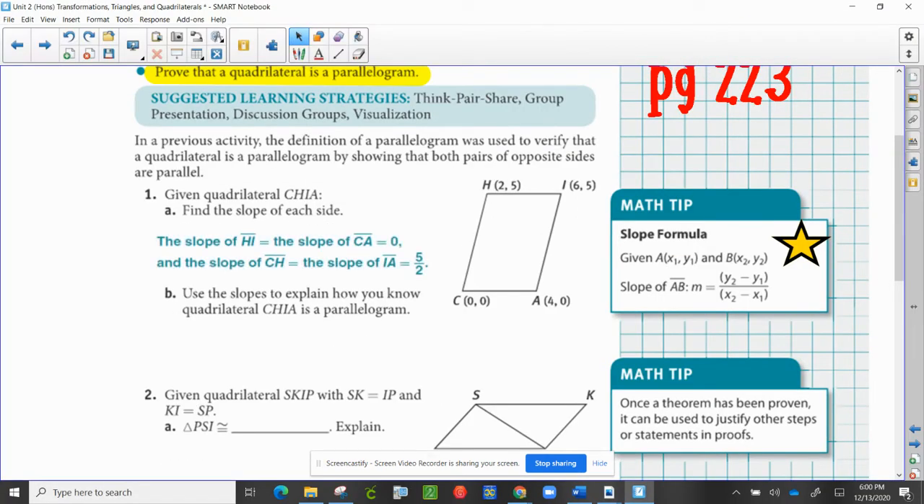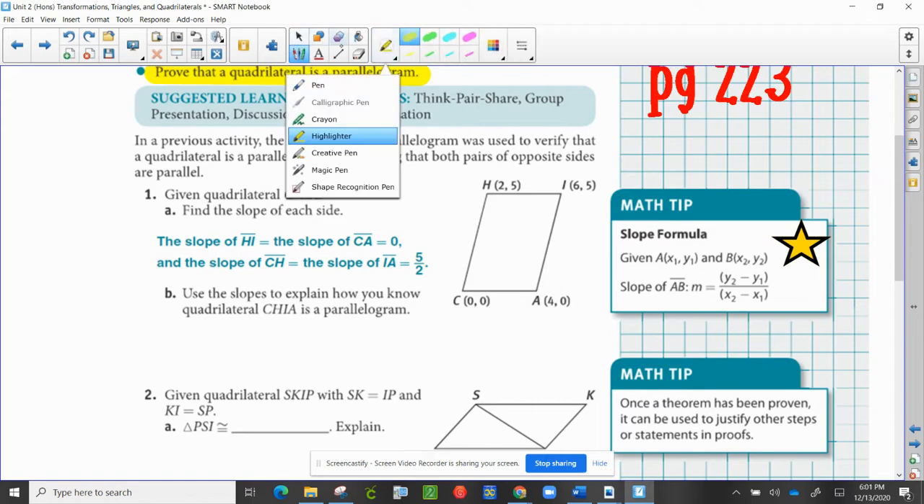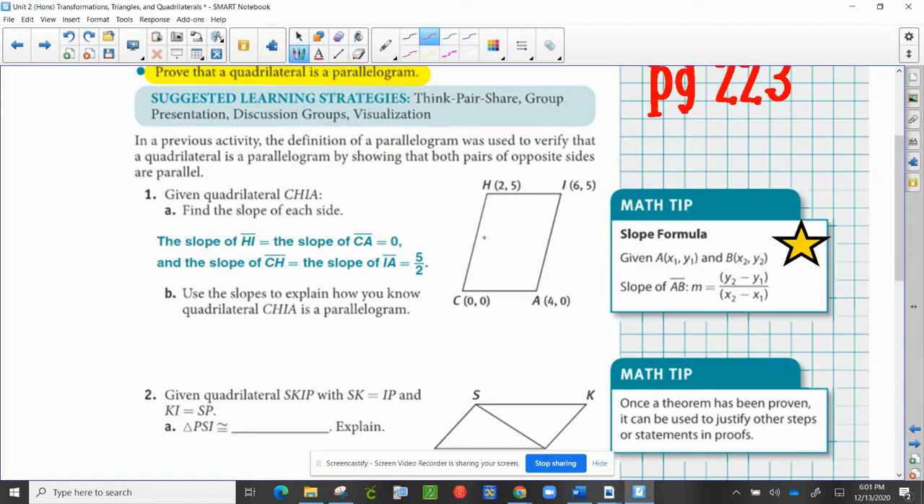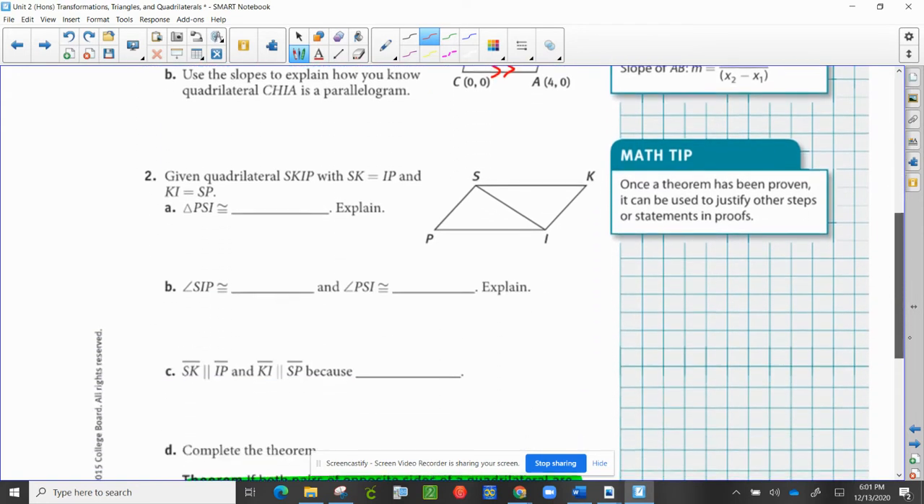If you did it correctly, you should have got that HI and CA had a slope of 0 because they both are straight horizontal lines. CH and IA both had a slope of 5 halves. What we know about slopes from Unit 1 is that if we have the same slope, we can imply that we have parallel lines. We'll make some little parallel marks on our picture here. So we can use slopes to verify that something is a parallelogram by showing that they're the same slope on the opposite sides.